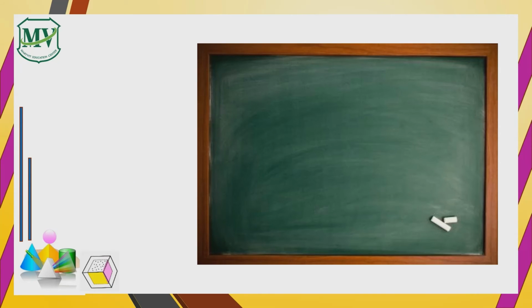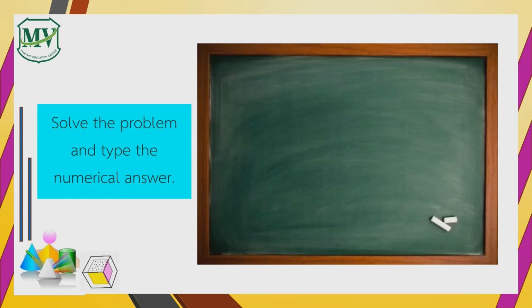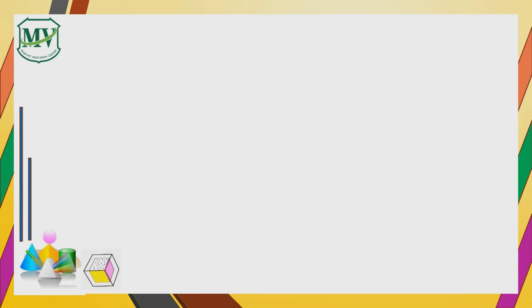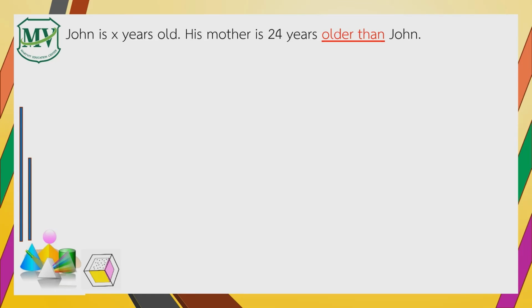Let's have another word problem. Still solve the problem and type the numerical answer. John is x years old. His mother is 24 years older than John. If the sum of their ages is 72 years, how old is John? Let's review first our word problem. John is x years old. His mother is 24 years older than John. If the sum of their ages is 72 years, how old is John?